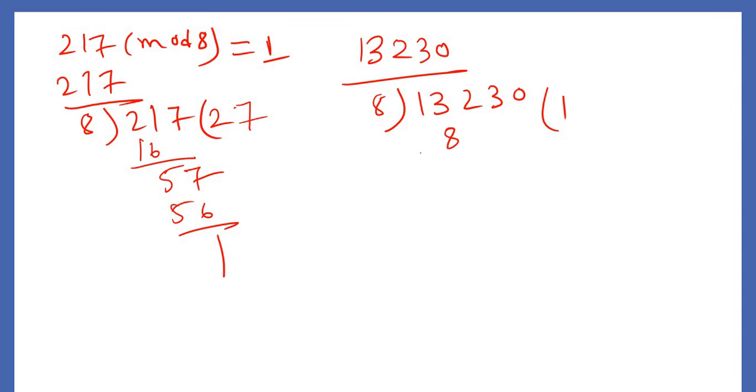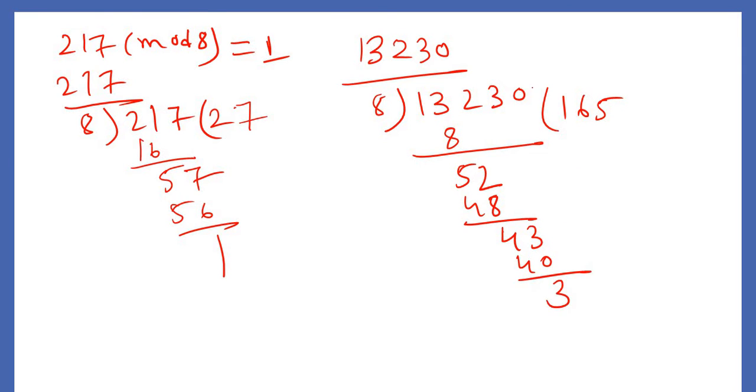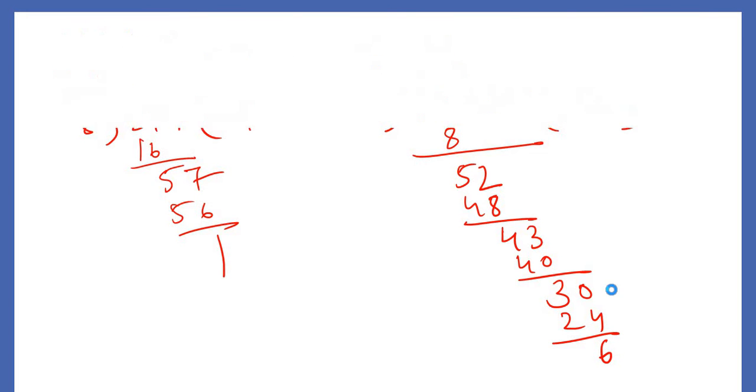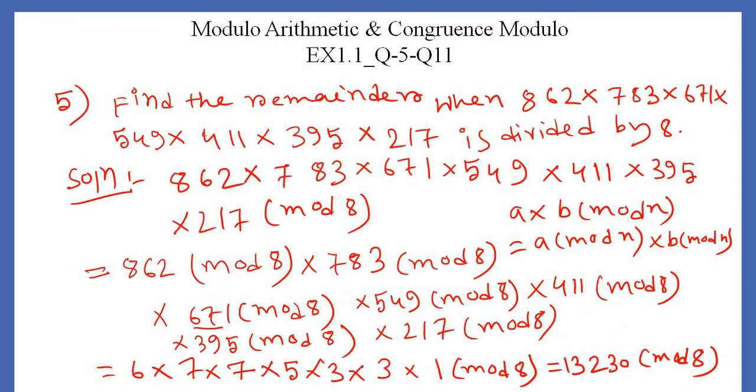So 8 into 1, 8, 13 minus 8, 5, 52, that is 8 into 6, 48, 52 minus 48, 4, 43, 8 into 5, 40, therefore 3, here we are getting 30. Now 8 into 3, 24, and 30 minus 24, 6. So here we are getting the remainder 6, right? Therefore the value of 13,230 mod 8 is 6, and that is the actual answer of this question.